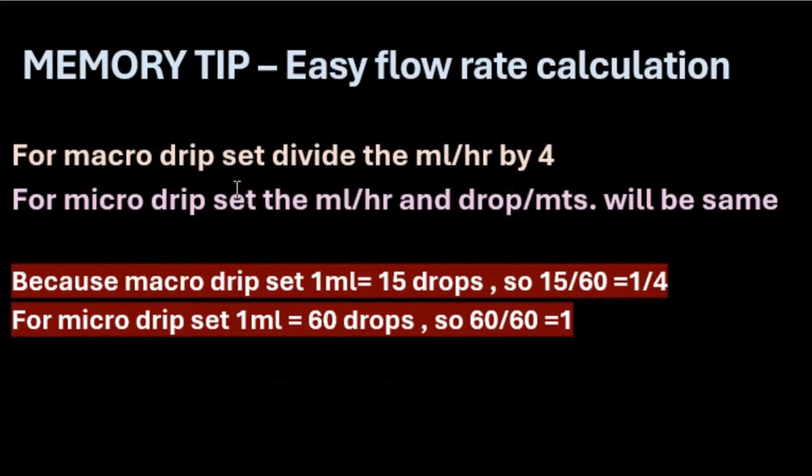Here the memory tip for easy flow rate calculation is, if you are using a macro drip set, you divide this by 4 or multiply by 1 by 4. For a micro drip set, ml per hour and drops per minute will be the same. This is because the macro drip set will always have 1 ml equal to 15 or 16 drops. That will be approximately 1 by 4. Then the micro drip set will have 1 ml equal to 60 or 64 drops. That will be approximately, the drop value will be 1, because the 60 is the constant factor, because that is the hour to minute conversion.